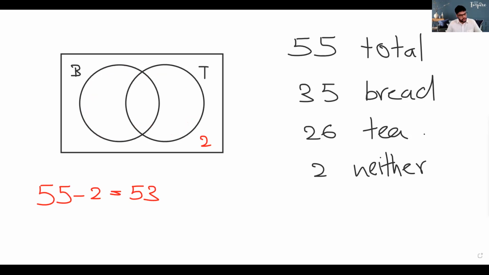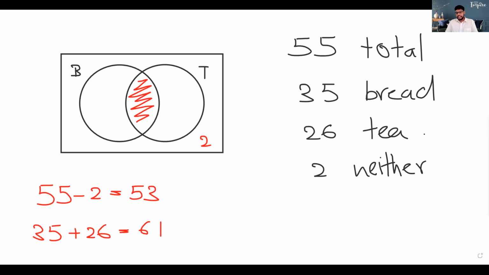Okay. So, children, if you add 35 plus 26, you get 61. You get 61, which is more than 53. So children, the reason for this is, when you add the number of people who ate bread and you add the number of people who drank tea, you will add this middle section twice. You will add it twice. I'll try to explain that a little bit more.